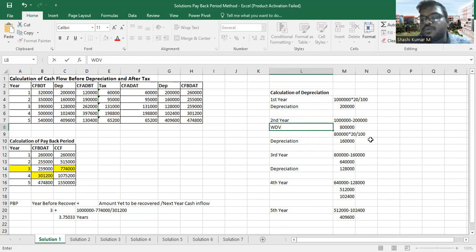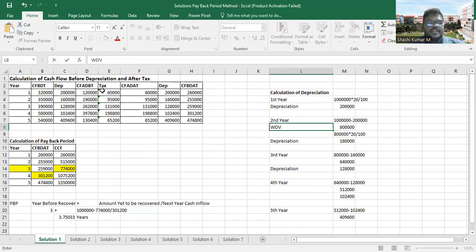8 lakhs. So on 8 lakh, 20% is 1 lakh 60,000. Same way, third year. So this is how. Based on this calculation, we got the depreciation. What is the depreciation for the first year? It is 2 lakhs. Second year 1 lakh 60,000. Third year 1 lakh 28,000, the fourth year 1 lakh 2,400, and fifth year 4 lakh 96,000. Okay, so this is the depreciation.